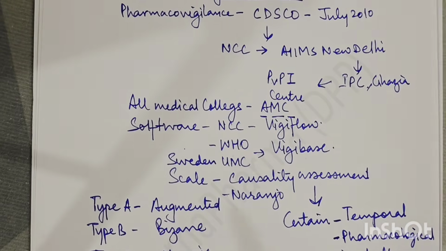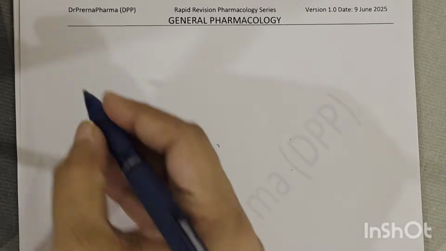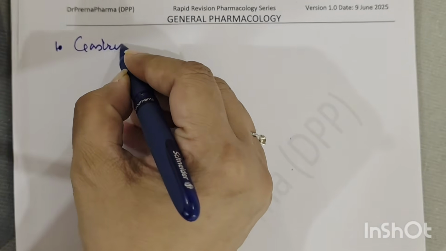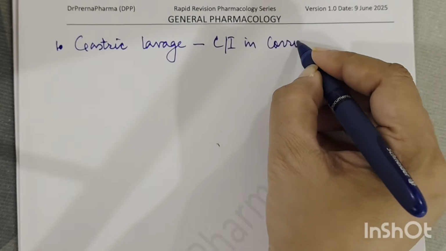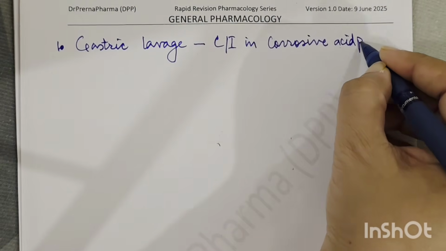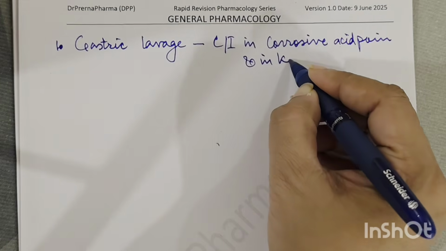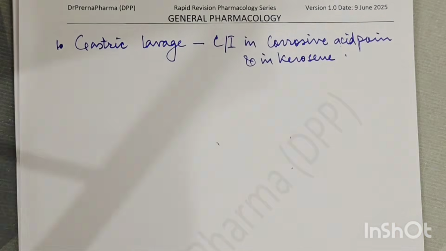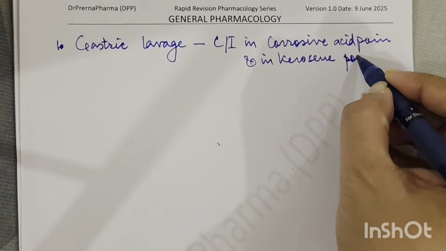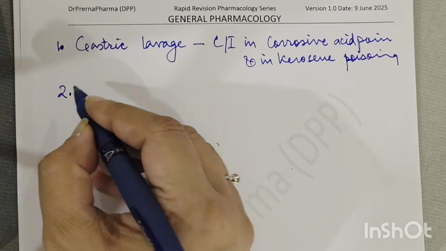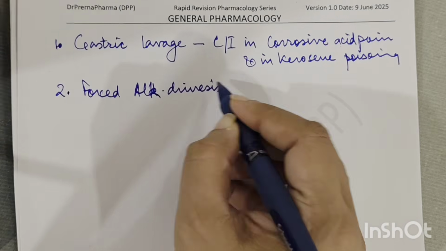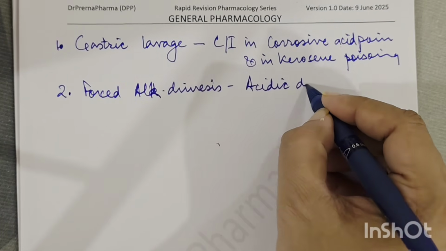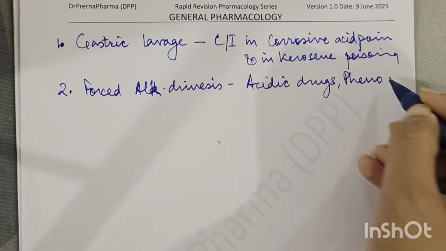Now the last part, just a few important things that are usually asked and we should complete them. First is gastric lavage. जैसे poisoning वगैरह होती है तो gastric lavage is contraindicated in corrosive acid poisoning and in kerosene. Kerosene क्या होता है? Volatile होता है, तो वो उड़ के respiratory में चला जाएगा and then it will cause difficulty in breathing. Second, forced alkaline diuresis is done in poisoning of acidic drugs like phenobarbital. This I have explained also inside.